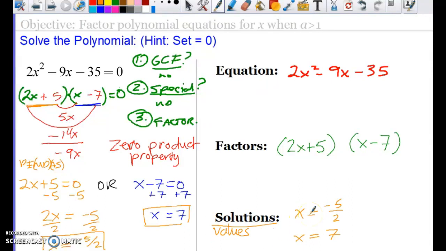Now I know that some of you might be in a different class or maybe have another teacher that tells you to write the ordered pair, which is fine. You could plug in 7 to the equation, and you would get the coordinate when you put 7 in. I should get 0 out for y. When I put -5 halves in, I should get 0 out for y as well, because again, these are the values that make the left side equal to the right side. And if it makes the left side equal to the right side, the left side would have to be 0. But in my class, I want you to write x equals for the solutions.